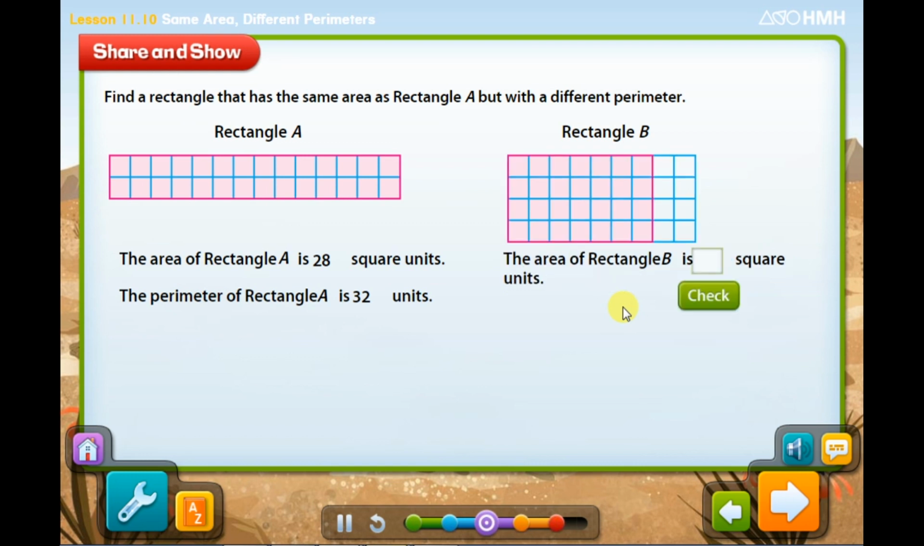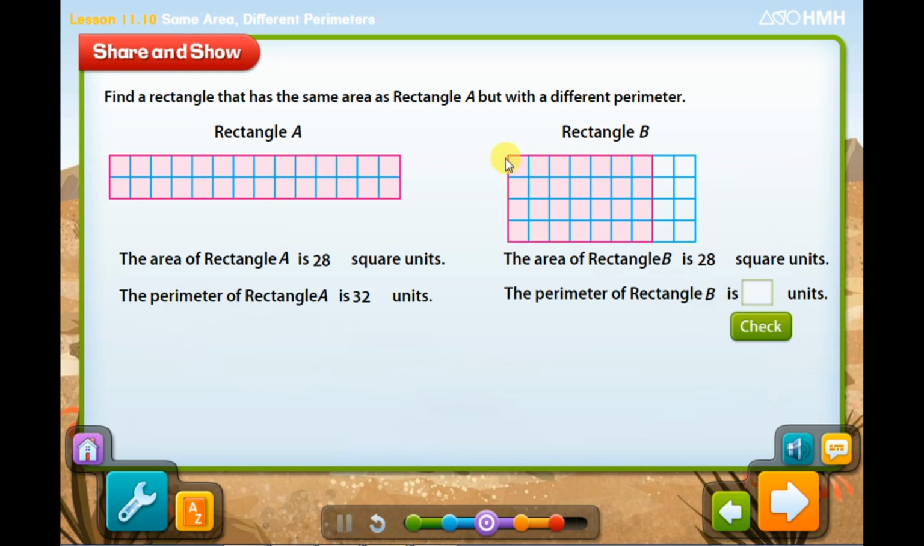What's the area of rectangle B? To be the same, 28. That's right! The area of rectangle B is 28 square units. What's the perimeter of rectangle B? Let's walk around the shape. Now we have here 4. The side here is 4. Then the side here is 7. So 4 plus 7 is 11. 11 plus 4 again is 15. 15 plus 7 will be 22. Oh, it's less than the other one. Good job! The perimeter of rectangle B is 22 units.